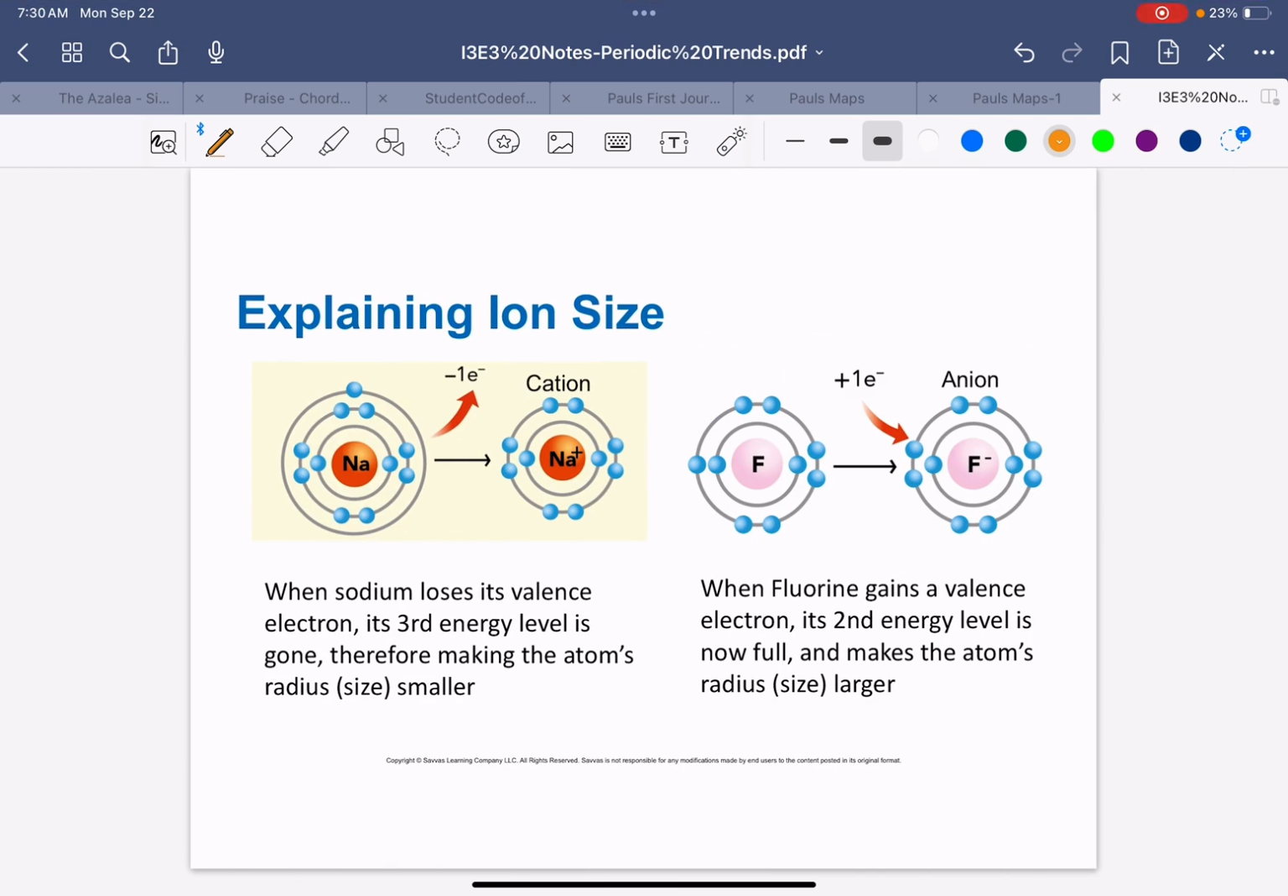Explaining ion size. So let's look at these images. Here's sodium. It's going to lose its valence electron right there. When it does that, it goes from a 3s down to a 2p. It gets smaller. Fluorine gains one electron, and it fills in right here in this missing spot. It has the same number of protons in the nucleus, so this gets bigger. The picture doesn't really do justice, but it does get larger.